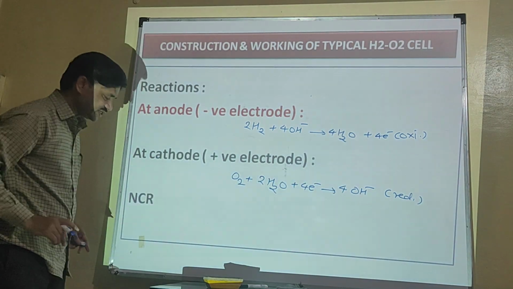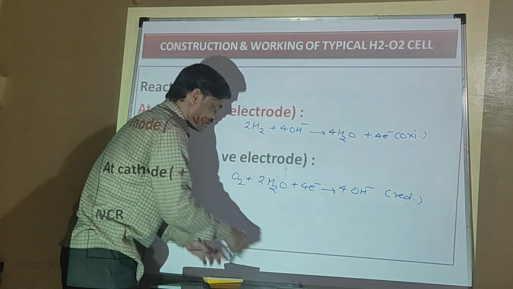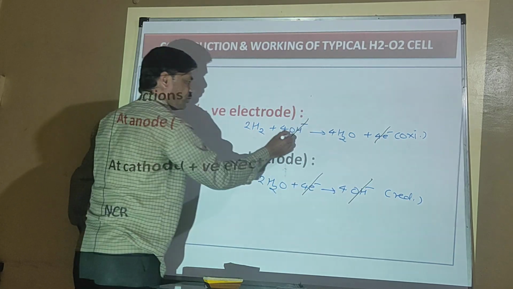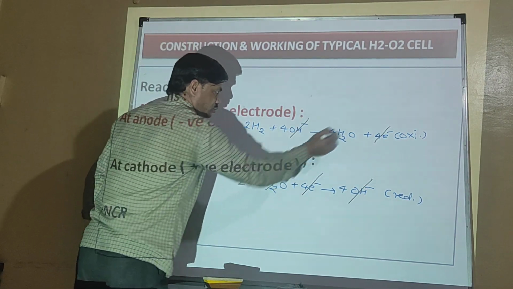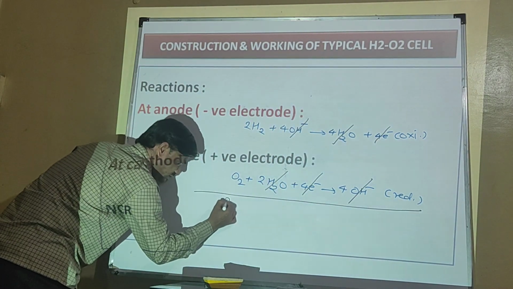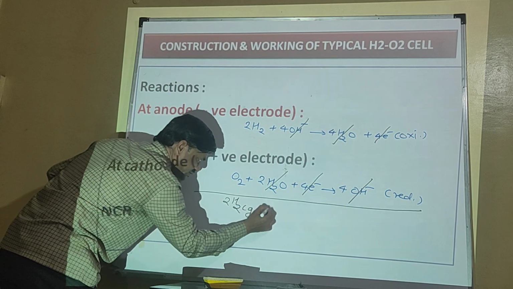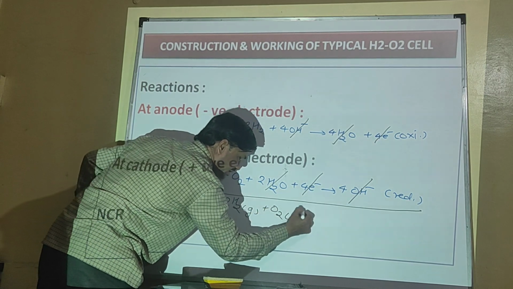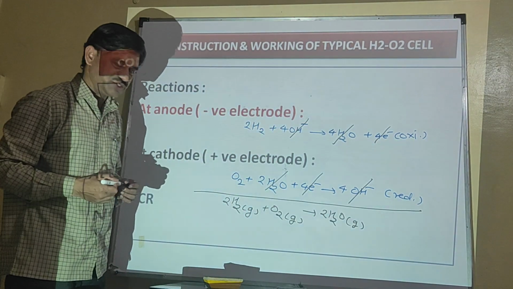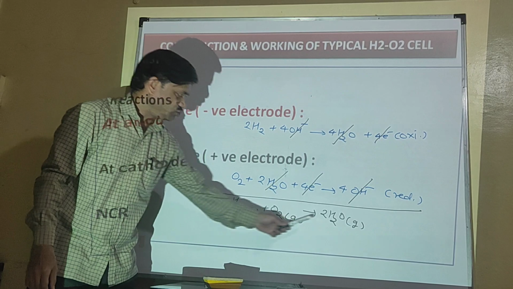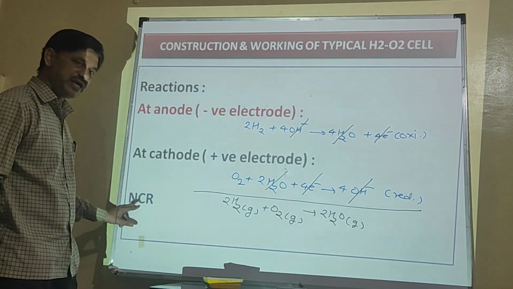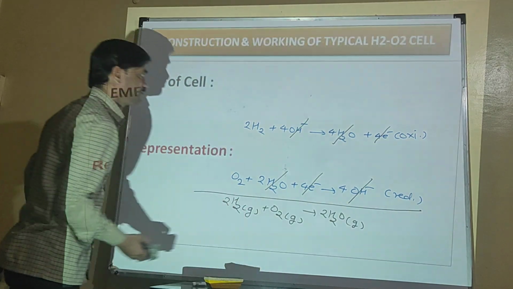Now can you tell me the NCR, net cell reaction? So cancel common terms. What happened? The 4 electrons cancel. 4 OH minus cancel. Out of 4 H2O, 2 H2O get cancelled. So tell me the NCR part. This is what? 2 H2 gaseous plus O2 gaseous. And what are you getting here? 2 H2O gaseous. So remember the principle. This cell produces water vapor using which gases? H2 and O2 gases. So this is NCR. Next point.